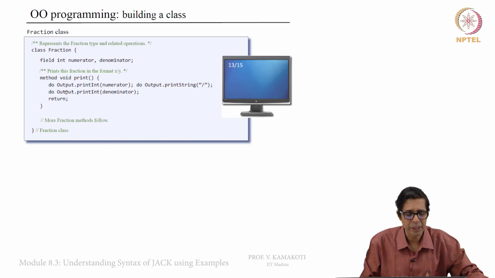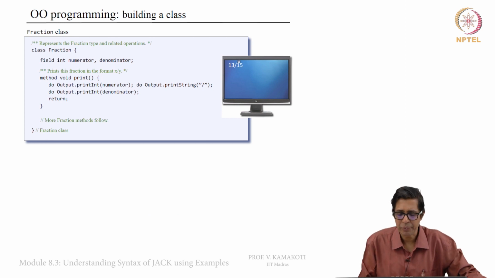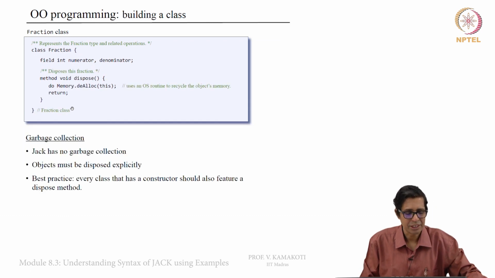Similarly, method void print: do Output.printInt numerator, do Output.printString slash, then Output.printInt denominator. So if I call a.print on a fraction a, it will print the numerator, this slash sign, and the denominator. So, this is how it prints. This is the total overall how a fraction is being built.